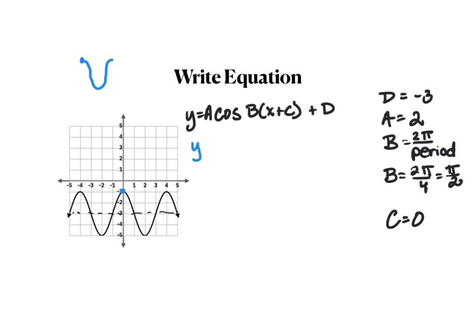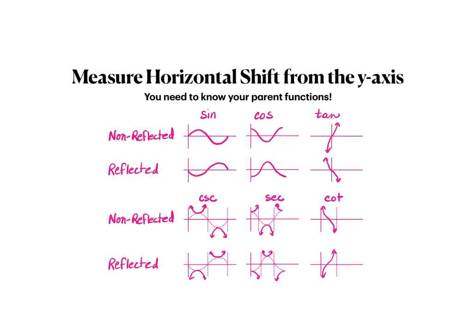So my equation would be, filling in the blanks, y equals 2 cosine of B, which would be pi over 2, x plus C, C is 0, so I'm looking at that, plus D. And that is the equation that goes with that graph.